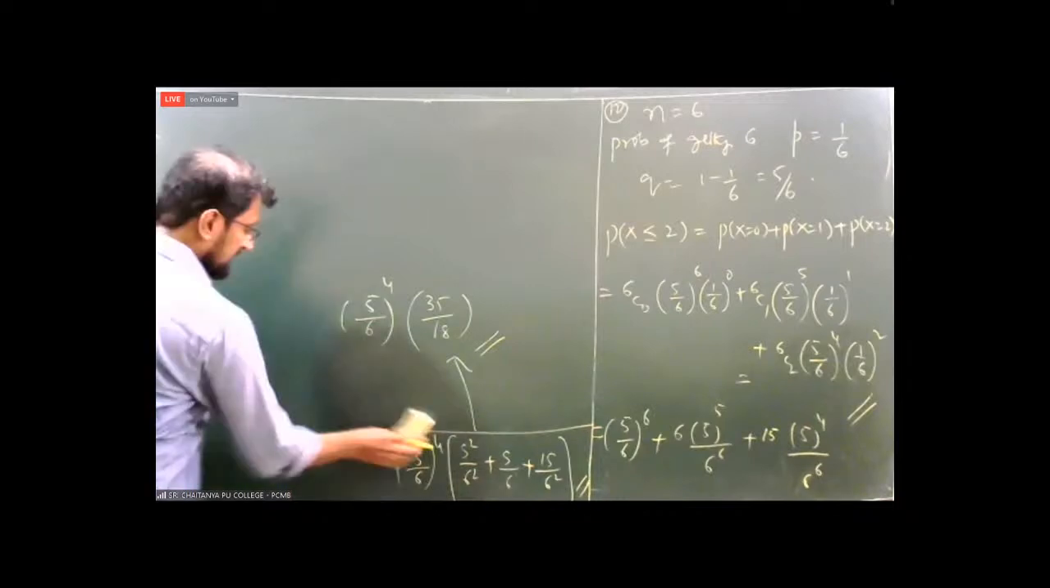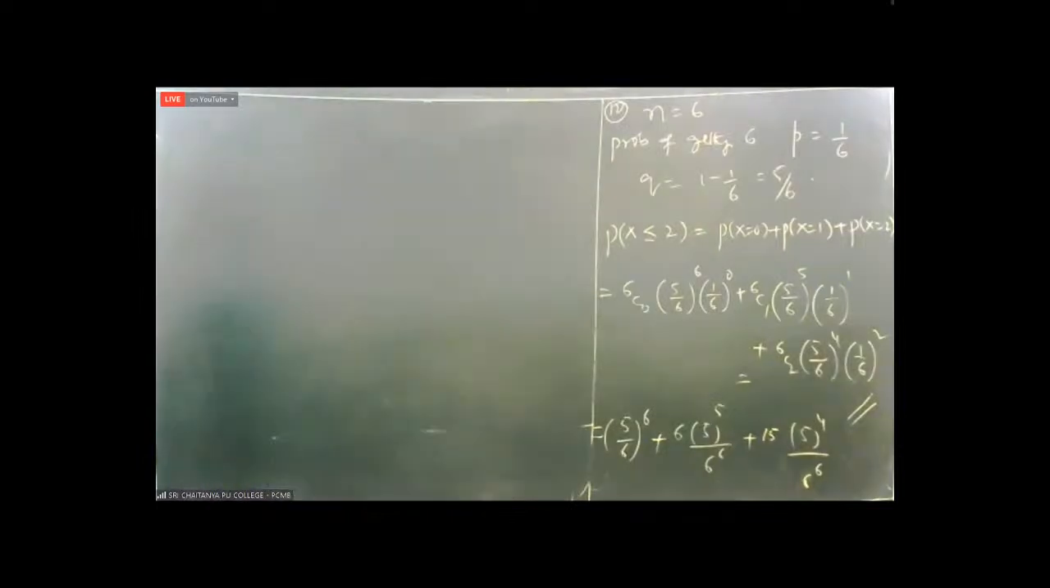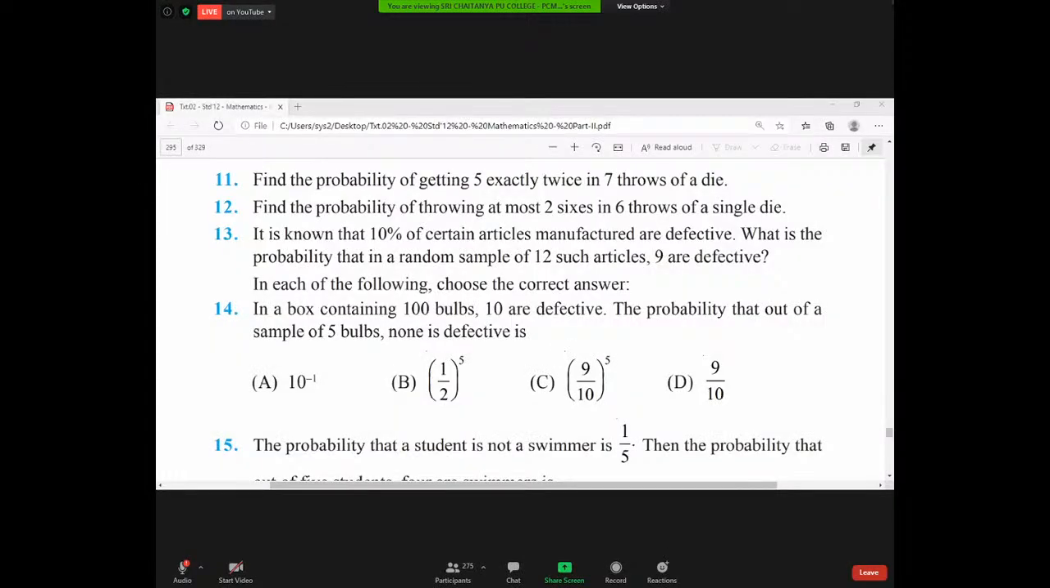See that 13th problem on the screen. It is known that 10% of certain articles manufactured are defective. What is the probability that in a random sample of 12 such articles, 9 are defective?